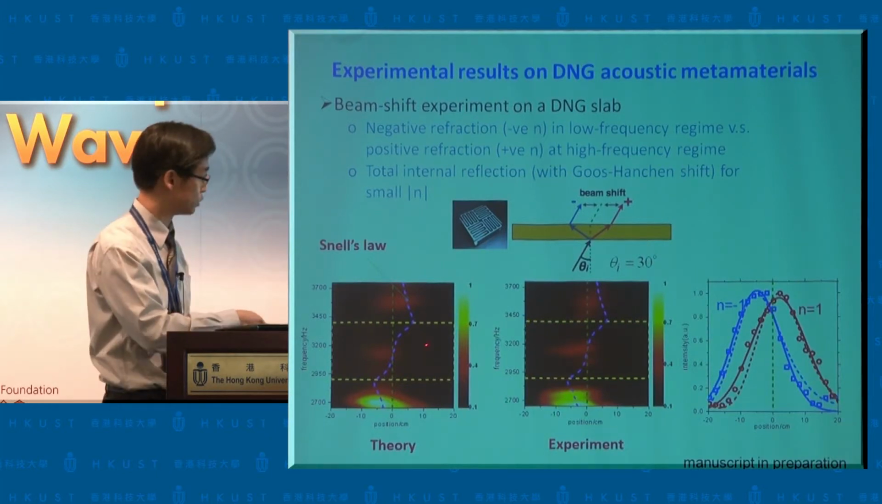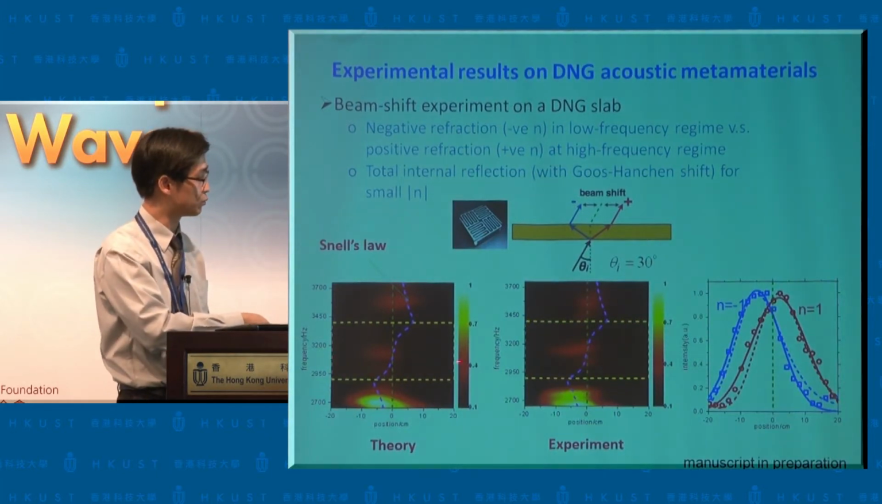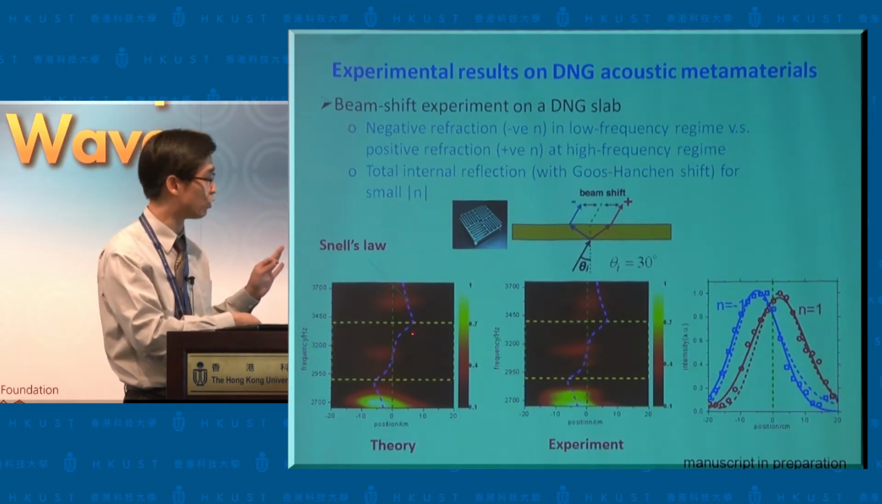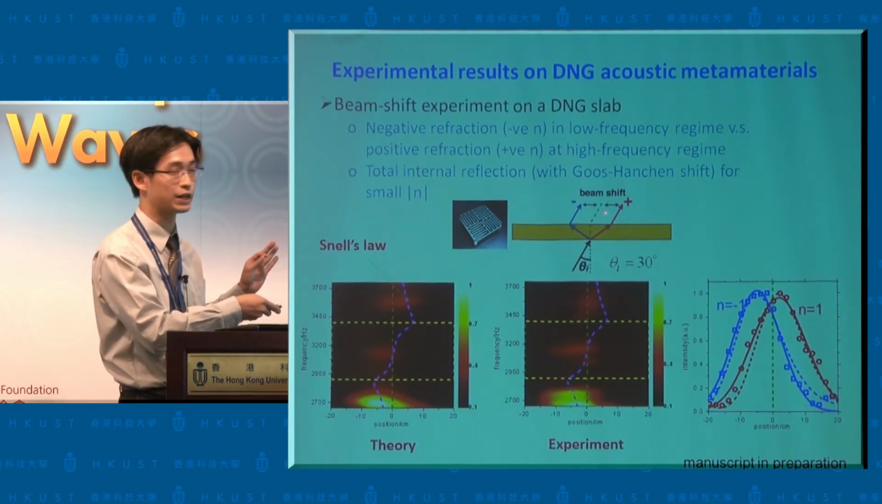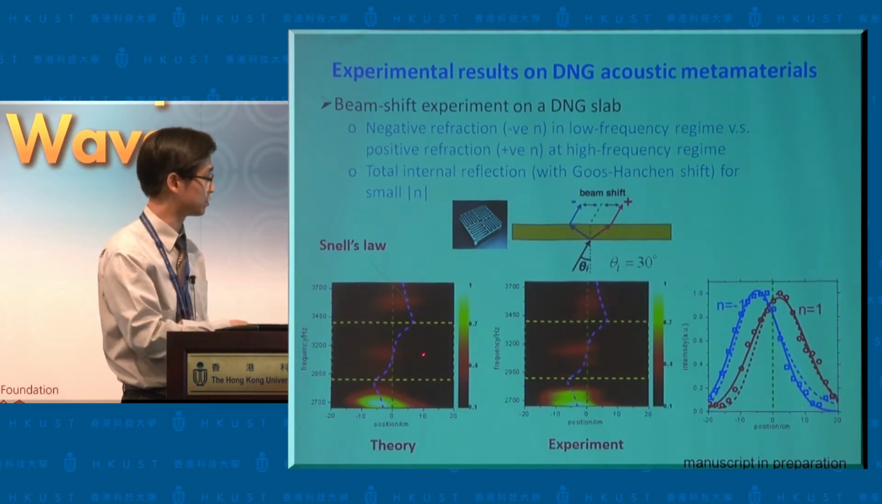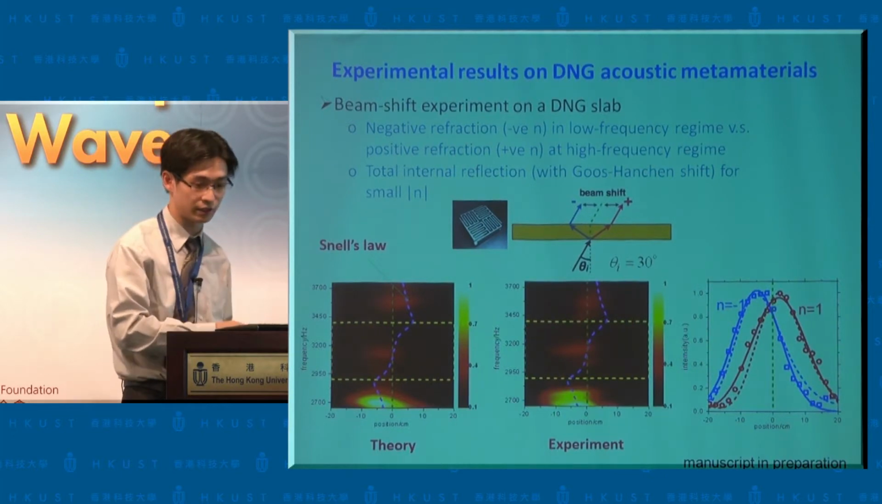So there is also a regime that we are not covering here. This regime corresponds to total internal refraction. When the index becomes too small in magnitude, then we have total internal refraction, and actually the shift will be governed by tunneling instead. So this regime is the additional regime.